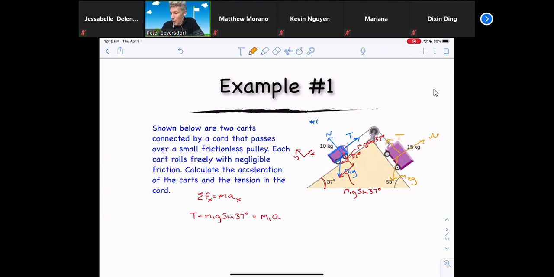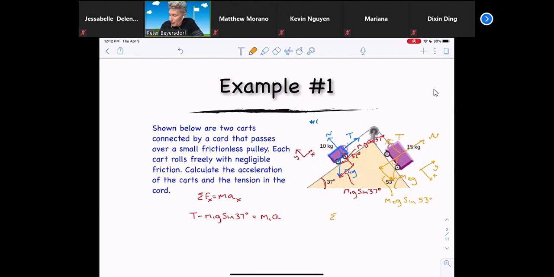Now, I'm going to want to choose a coordinate system again. And because it's a different object, I can change my coordinate system for this object. And I'm going to make x be along the direction of motion, just like I had for the first cart. So if I do that, then the components of the weight, there's a y component and there's an x component. I only really care about the x component, which is going to be m2g sine of 53 degrees, right? Because this angle is also 53 degrees.